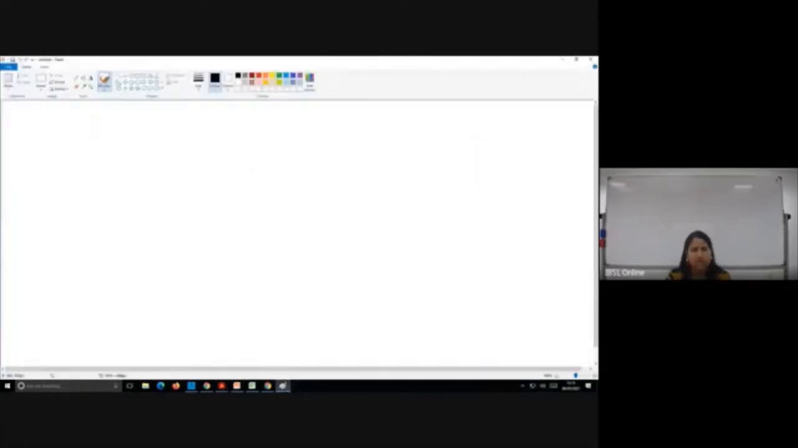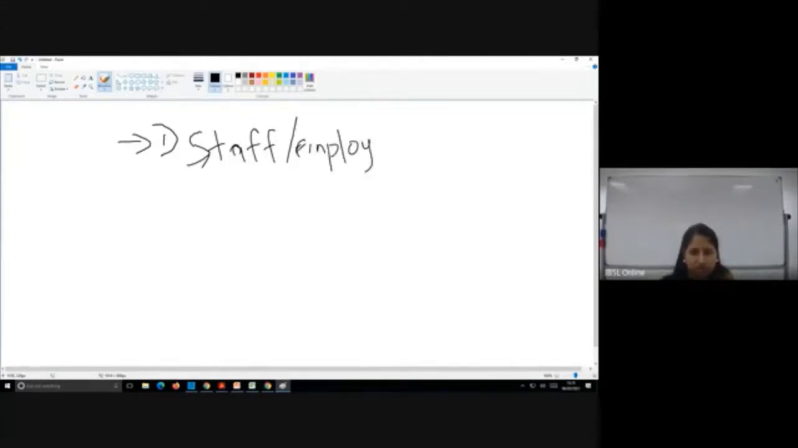If you have any salary arrears for your employees, the company is required to pay the staff first. So staff payment or the employee payment is the first. So employee payment is the very first payment that you need to settle in your hierarchy.